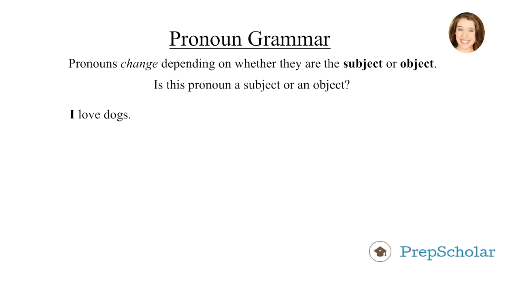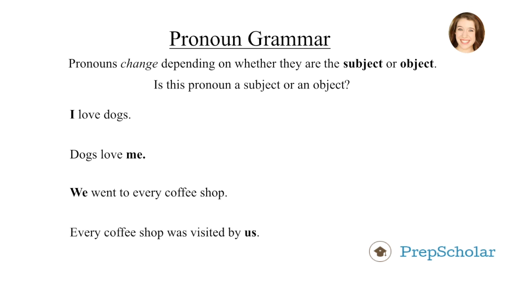How about this sentence? I love dogs. Well, I is the one taking an action, so I is the subject. Dogs love me. Who's taking the action here? The dogs, right? So dogs is the subject and the pronoun me is an object. What about this one? We went to every coffee shop. We is taking an action, so we is the subject. Every coffee shop was visited by us. Well, here, us is an object because it is on the receiving end of the action.